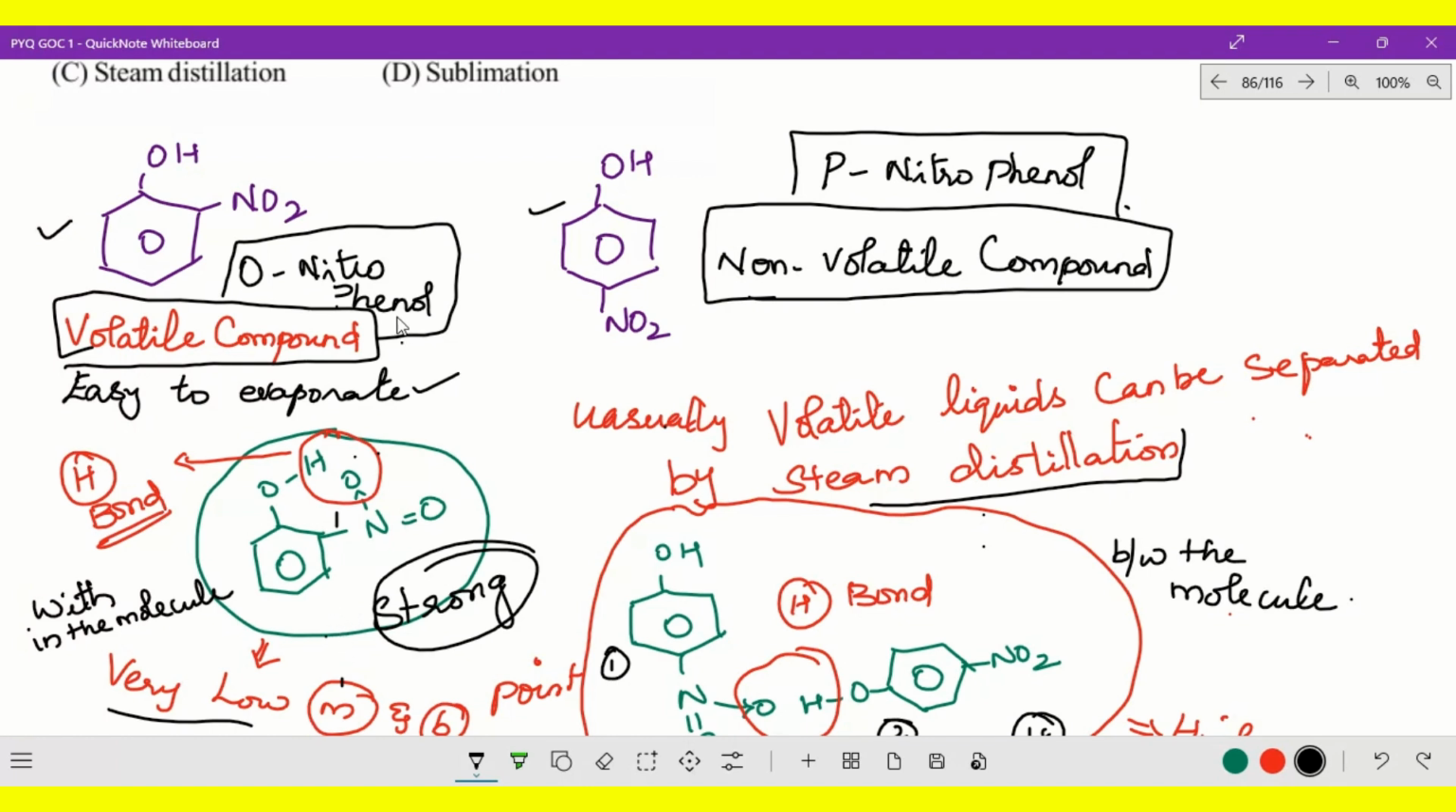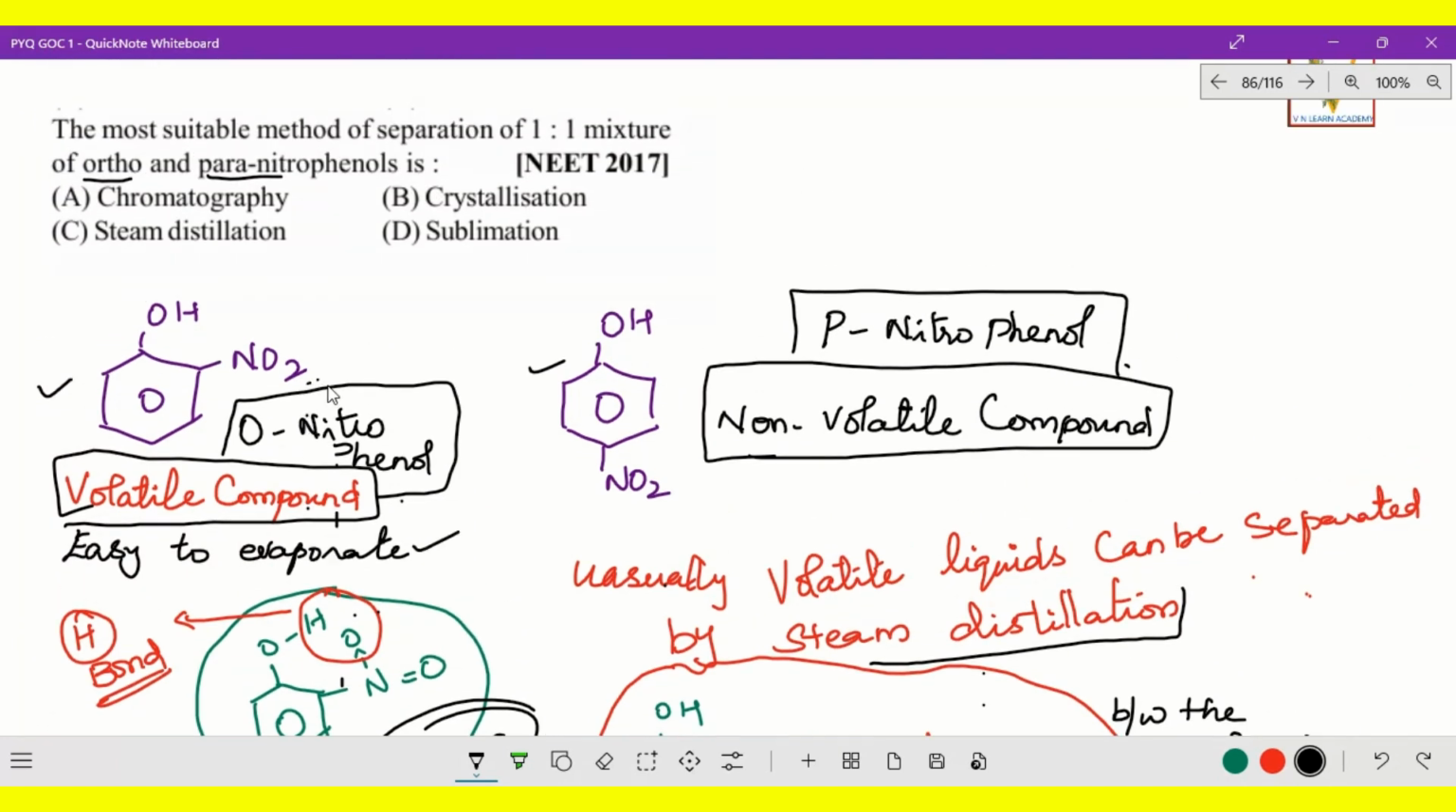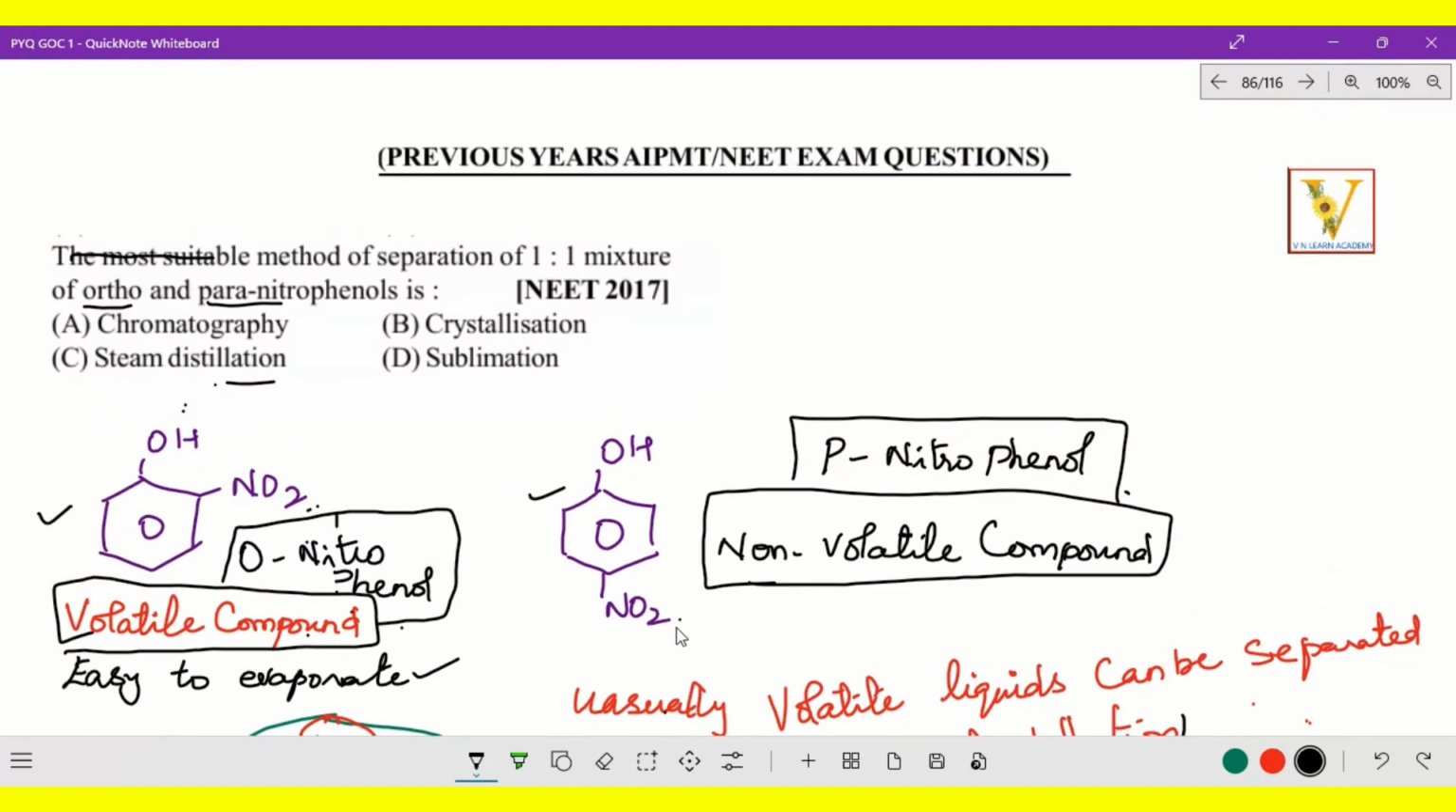But what is the question they are asking? Which method can be used for separation? Here the steam distillation method we can use. Why do we separate easily in steam distillation? Because it's a volatile compound and generally it will be easy to evaporate, and that is the way we can separate it, by the steam distillation method only. So usually volatile liquids can be separated by steam distillation. I hope you got the clarity about this question. Come on, let's go to the next question.